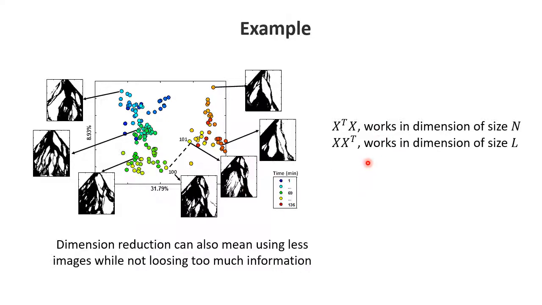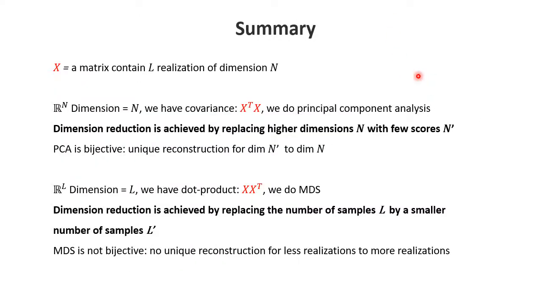So, okay, what have we got now? We've done principal component analysis that works on X transpose X, and we've done multidimensional scaling, which essentially works on X transpose. So in summary, X is any matrix that contains L realizations with vectors of dimension n. We can work in Rn, dimension n, where we have covariances and we do principal component analysis. Here dimension reduction is achieved by taking fewer principal components. So PCA is bijective and unique reconstruction is possible. In multidimensional scaling, we work in a different space and we work with the dot product X transpose.